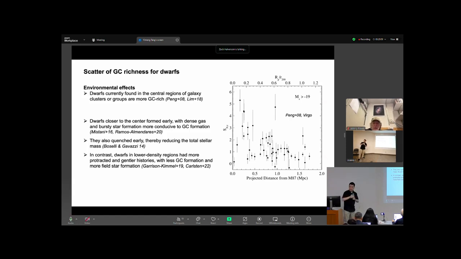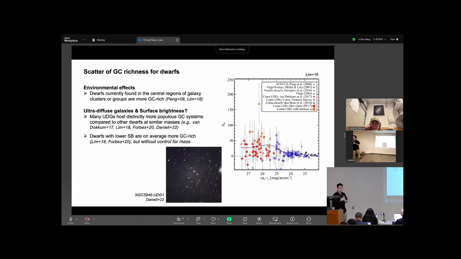And here's another finding in recent years, the ultra diffuse galaxies. Many UDGs have distinctly more GC-rich populations. For example, in these galaxies you can see almost all these white dots are globular clusters. And more generally, as the right panel shows, the GC richness over surface brightness: galaxies with lower surface brightness are on average more GC rich, but this trend did not control for mass.